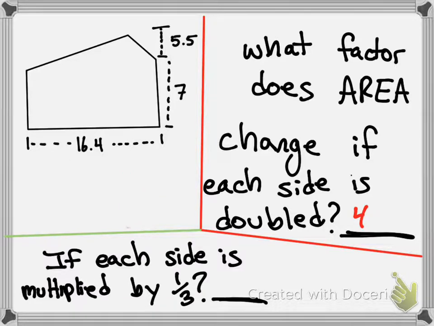Okay, but what if each side is multiplied by 1/3? What do you get, Hannah? 1/9. Again, same exact thing. With area, if each of our sides are multiplied by the same thing, which it is, it's just going to be the same thing squared.